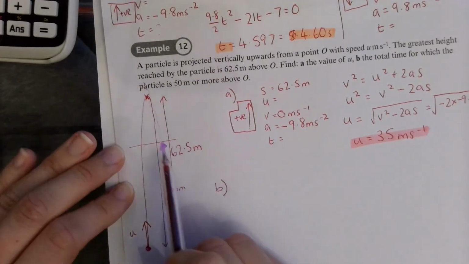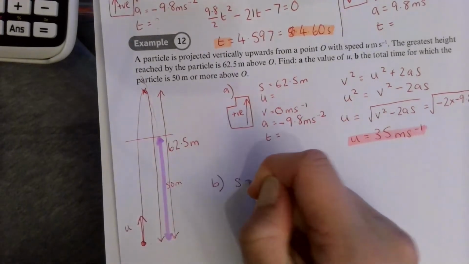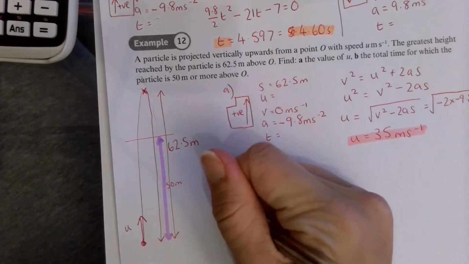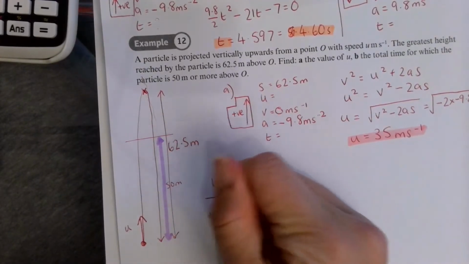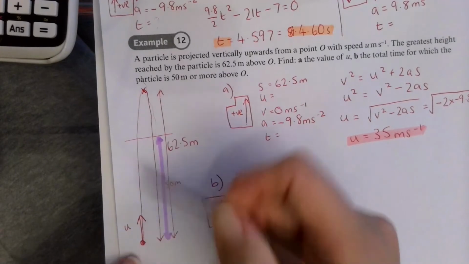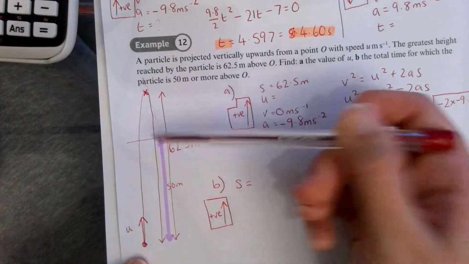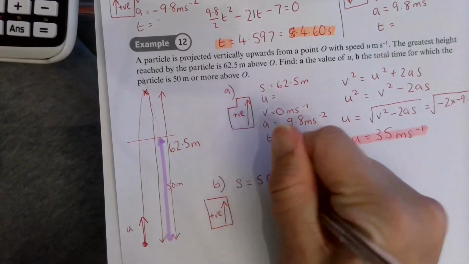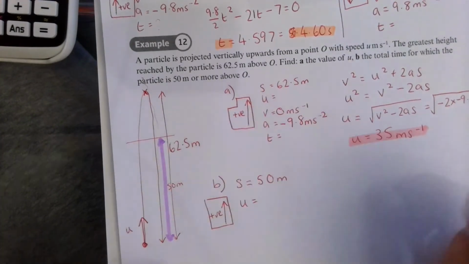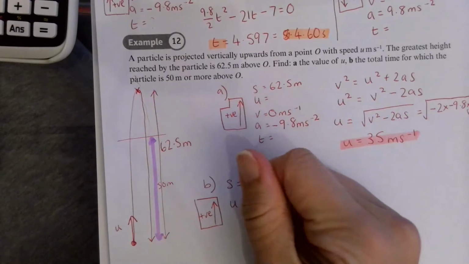So I'm saying that the displacement, again taking upwards as positive, is going to be 50 this time, because I care about going from the start to this point here. The displacement is 50 meters. For the initial velocity, I'm going to use 35 meters per second. We just worked that one out.